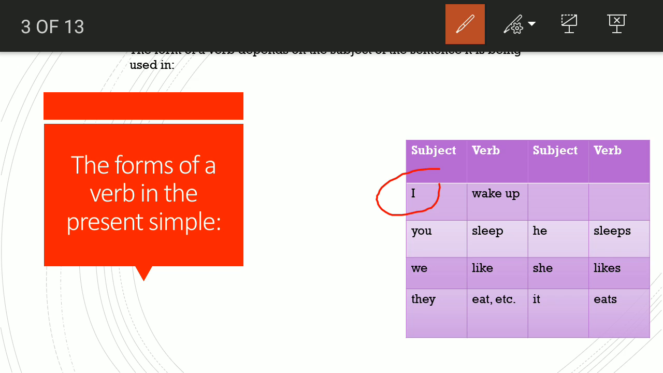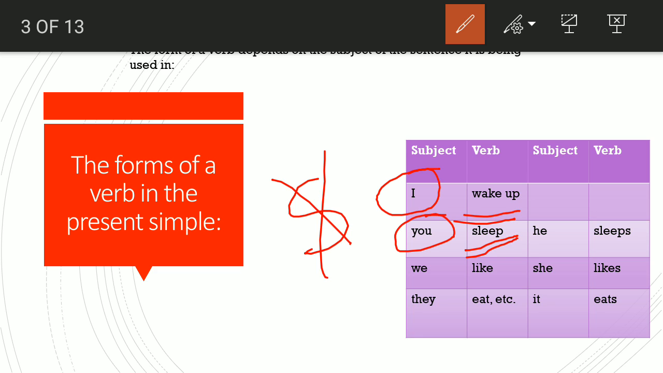Like अगर I है तो जो verb होगा उसमें S नहीं आएगा. Right? I wake up. अगर you है तो उसमें जो verb है उसमें S हम नहीं लगाएंगे. We है उसमें verb like, we like, तो इसमें जो verb है इसमें हम S नहीं लगाते. They है इसमें जो verb है इसमें हम S नहीं लगाते.